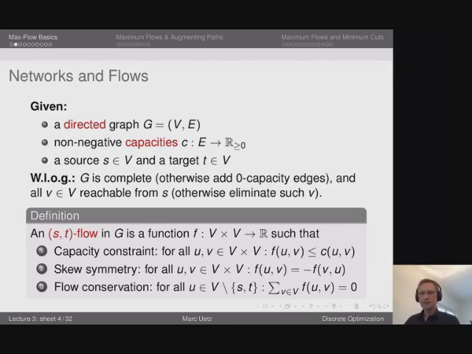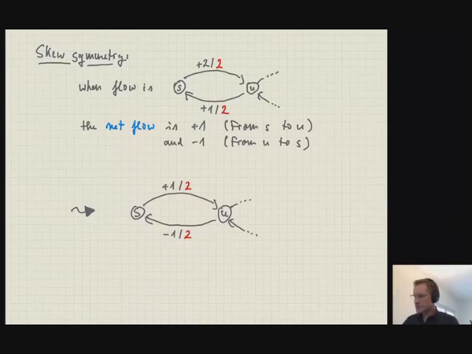So first, let's look at skew symmetry. Look at this little example up here. If we have a flow, for example, out of a vertex S into vertex U of 2 units, and in red here you see the capacities of the edge, and we also would have a flow in the opposite direction of 1 unit from U to S, then, as a matter of fact, the net flow from S to U is just plus 2 minus 1 in the opposite direction. So the net flow would be plus 1. And the net flow would be minus 1 in the opposite direction then by symmetry, right?